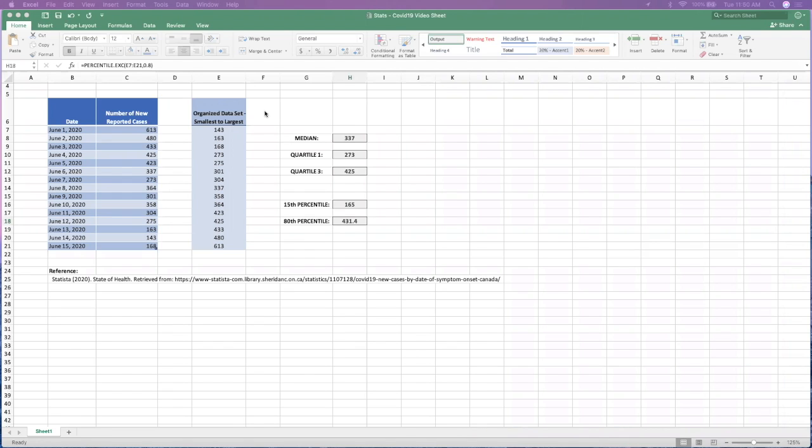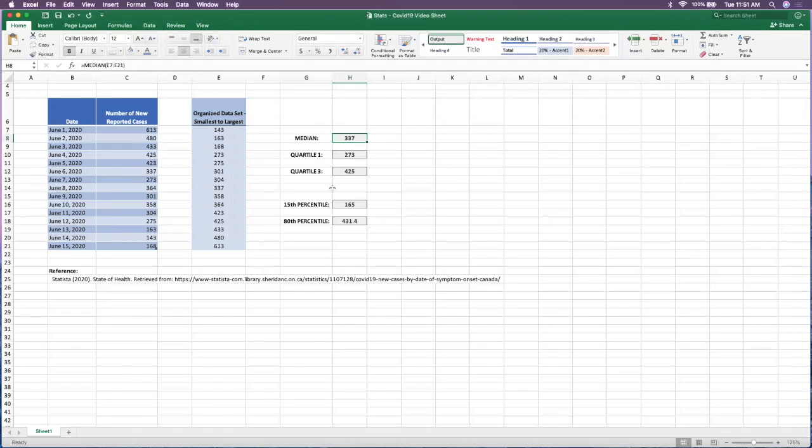The next step to figuring out the quartiles of this data set is to order the raw data from smallest to largest. I did this using the sort and filter function on Excel. Once the data has been organized, I began by finding the median, otherwise known as the middle value. As you can see here, I used the Excel function and inputted the array that I was focusing on.